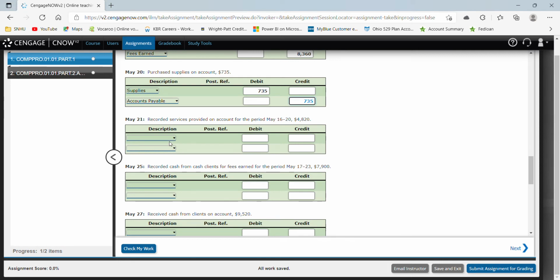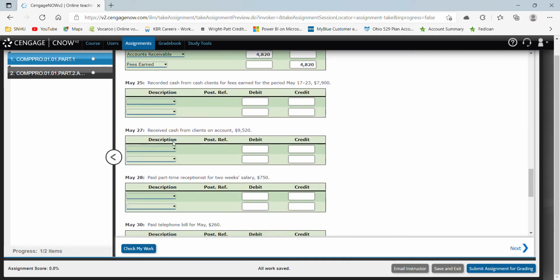So let's go down. We're going to say accounts receivable. We provided a service, but we haven't been paid for it. That's an asset, so we record it as a debit. And then we have fees earned, an owner's equity account, for 820.